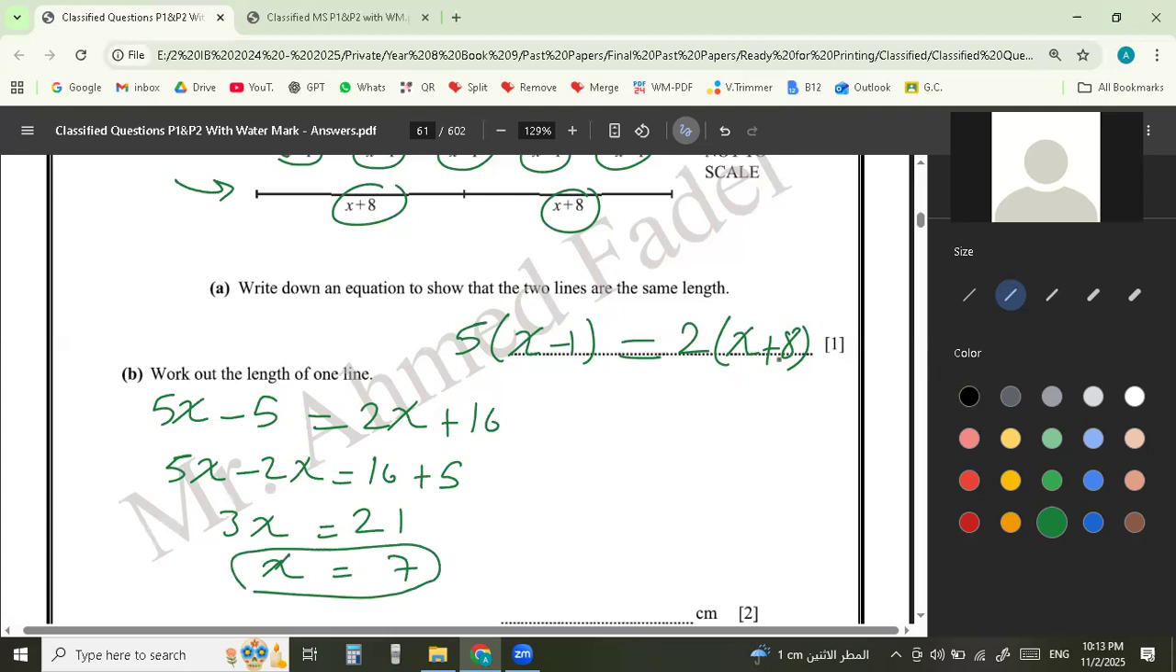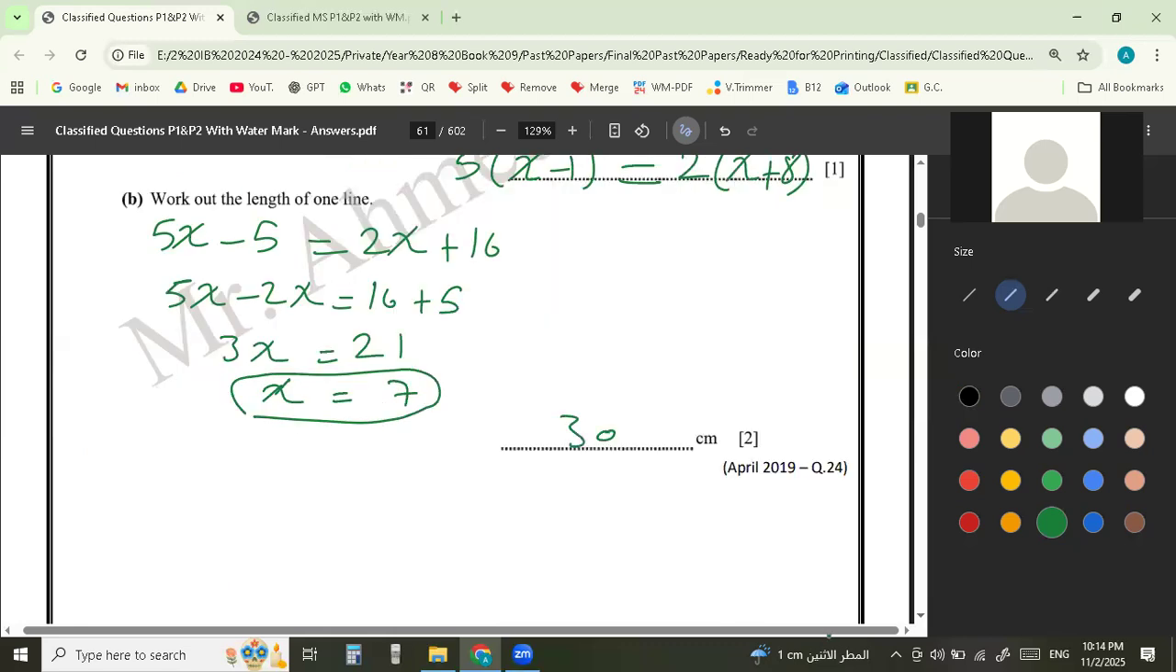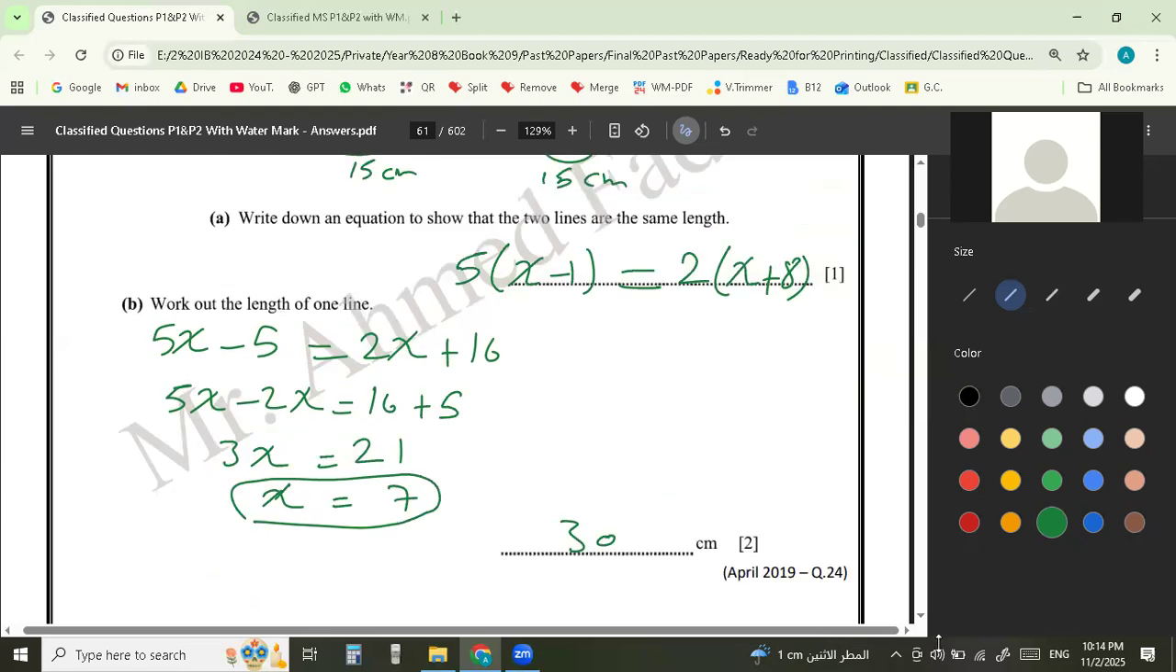If you write here 7, it's going to be wrong because they're not requesting the value of x. They are requesting the length of the whole line. So x plus 8, that means 7 plus 8, which is 15 centimeters. And I have there also 15 centimeters. So what is going to happen here? The length of the whole line is 30 centimeters. You can repeat the question if you need more help. It's going to make more sense when you watch it for the second time.